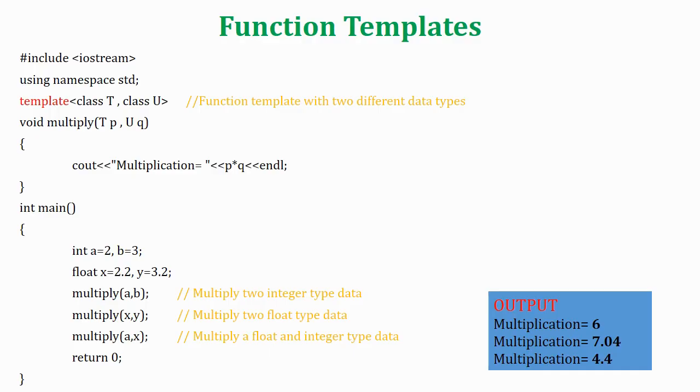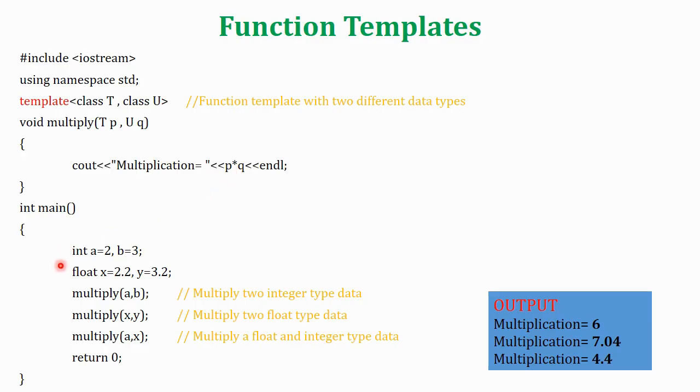And one more example. Suppose a function template with two different data types. Suppose we are passing mixed data types. In that case, how will it deal? For example, template, then class T, comma, class U. So now different parameters we are passing, right? So now we are creating two generic data types, class T, comma, class U. Then the function name is void multiply, then parameter names, that is T, comma, p, U, comma, p. That is, T and U are generic. Then here we are doing the multiplication operation.